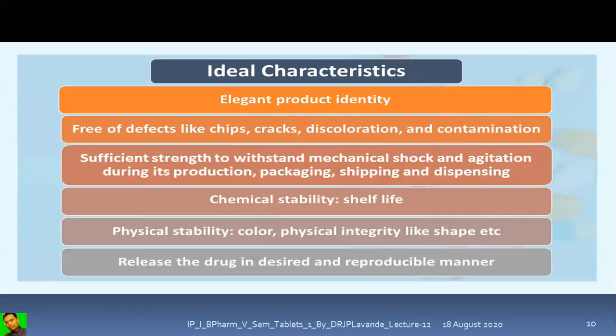Now, after defining the tablet, what are the ideal characteristics we can expect from the tablet, or how the tablet should be once we are preparing and producing it? So it should be elegant. Its product identity should be elegant. That means it should be smooth, pleasing to our eyes, it should not have cracks, chips, capping, or lamination, isn't it? So its look should be elegant.